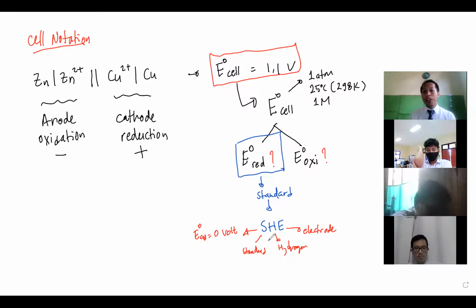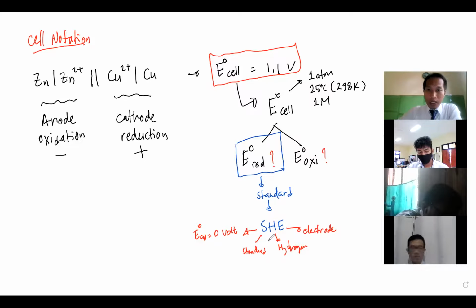They will compare the E0 reduction for the other compartment by using the E0 reduction of SHE, which is equal to 0. I'm going to show you how they found it by using a picture.